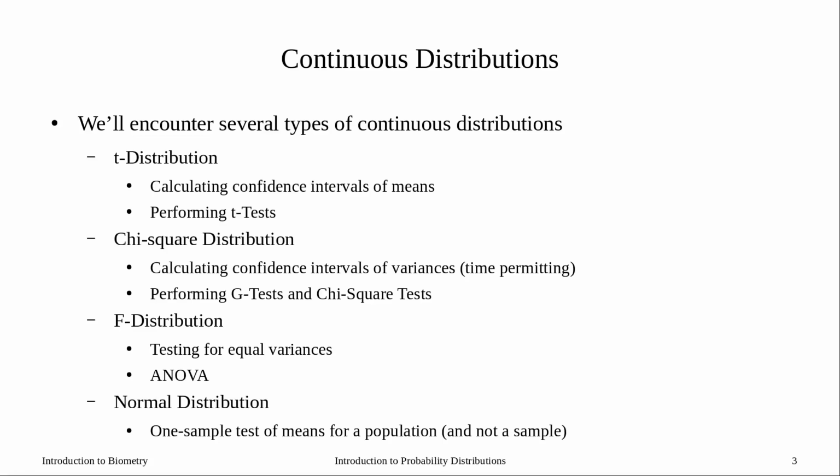Finally, we'll also talk about the normal distribution, and the normal distribution is the focus of this presentation. We utilize the normal distribution whenever we perform a one-sample test of means for a population. Note, it's for a population and not for a sample. If we were doing a one-sample test, we'd do a t-test and use the t-distribution. But if we have a population, then we're going to use a normal distribution.